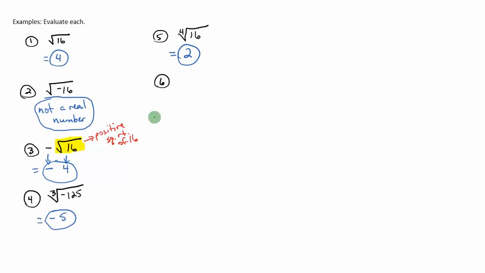Okay, number 6, the fourth root of negative 16. What times itself 4 times will be negative 16? Because that's negative, you can't multiply anything by itself 4 times to get a negative, so this is not a real number.